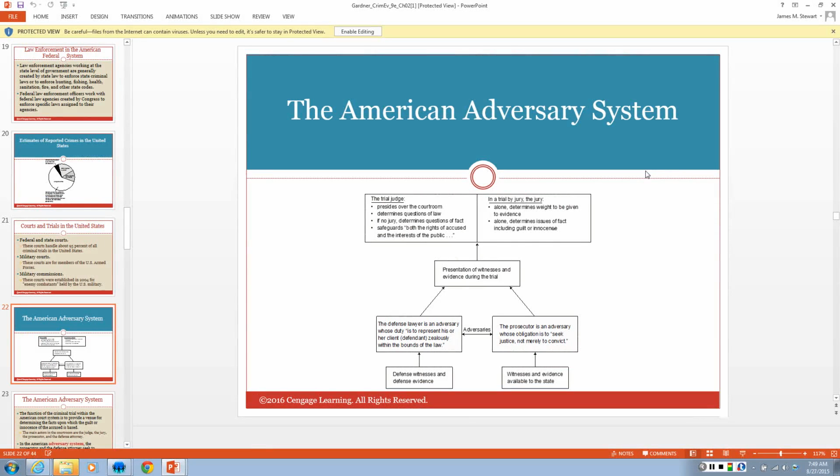Now, don't let this term adversary get you thinking that it's about a good guy versus a bad guy, that there is an adversary, which we typically think is an enemy. An adversarial system of justice simply means that you have two sides that are competing for the legal truth. There's some competition there. Both sides are trying to get you, i.e. the jury, to believe that their side is correct. They're trying to find the legal truth for the purposes of determining guilt or non-guilt.